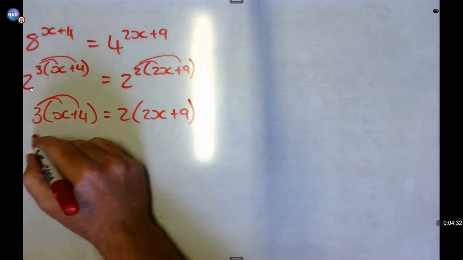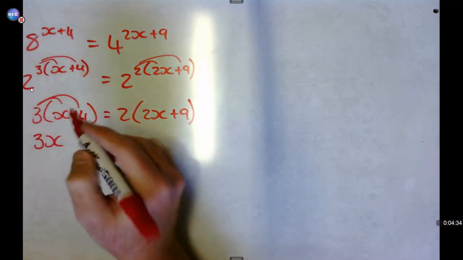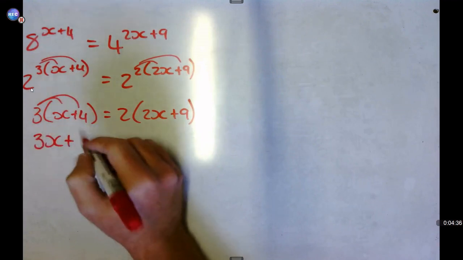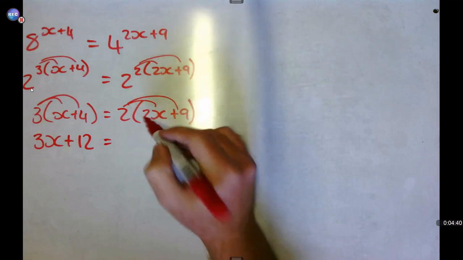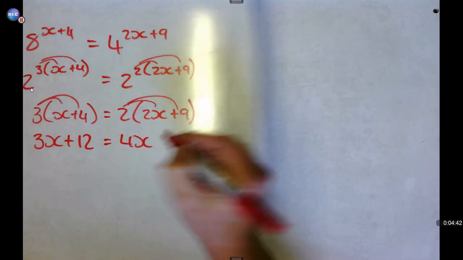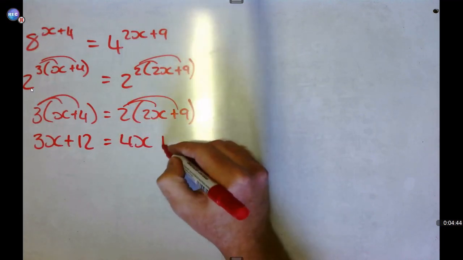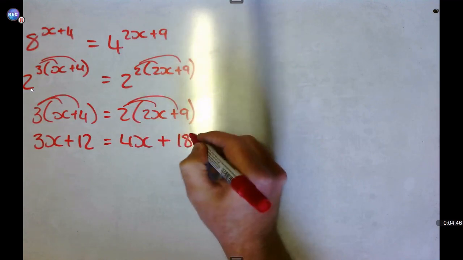So 3 times x gives me 3x. Positive and a positive is positive. 3 times 4 is 12. Then we distribute over here. So 2 times 2 is 4x. Then a positive and a positive gives me a positive. 2 times 9 is 18.